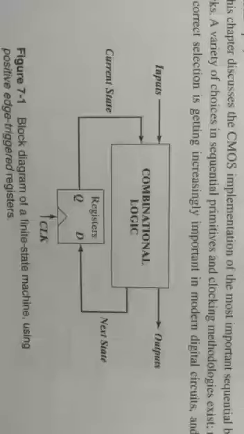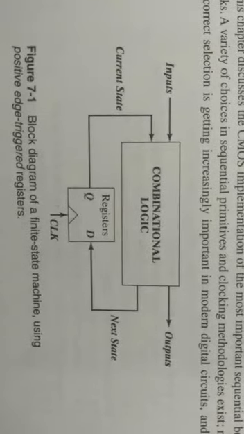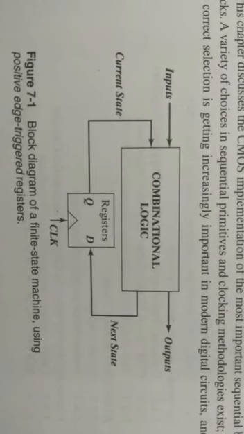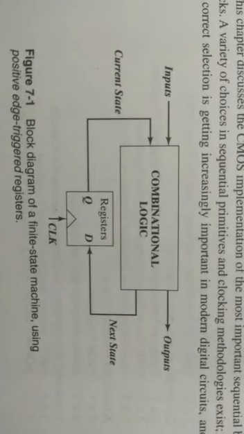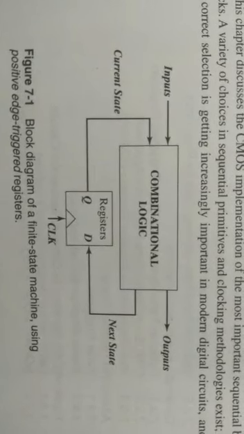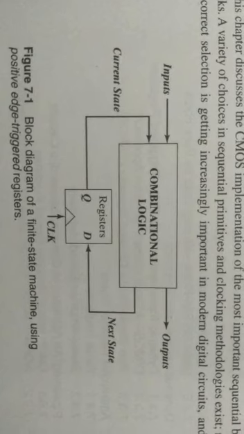We have seen a few concepts with respect to clock skew and clock jitter. Now I want to clarify a few more things with respect to sequential circuits. In this figure, what I have shown is a block diagram of a finite state machine using positive edge triggered registers.